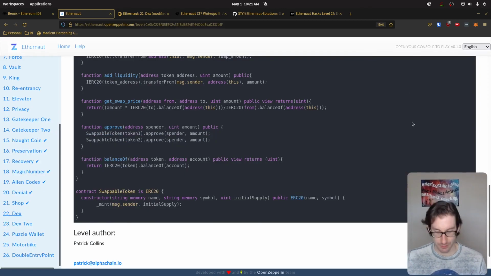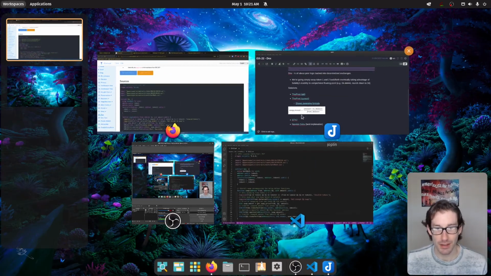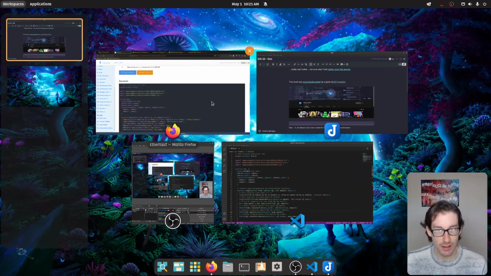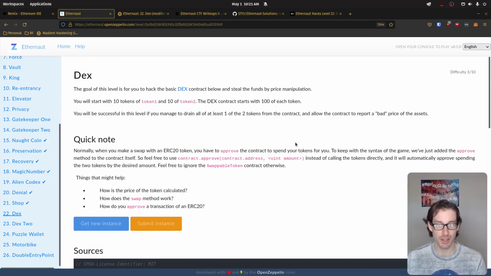So, internet, with that being said, we understand the solution, we understand the problem, but we just can't implement the correct way of doing this. So, with that being said, I'll see you in Dex 2, which hopefully we can solve together.